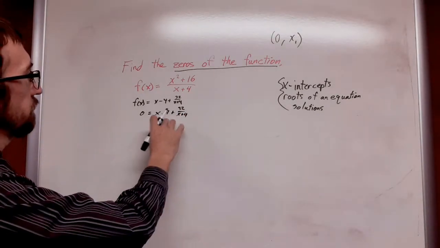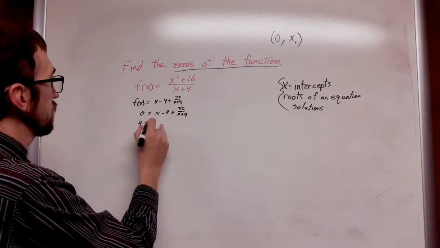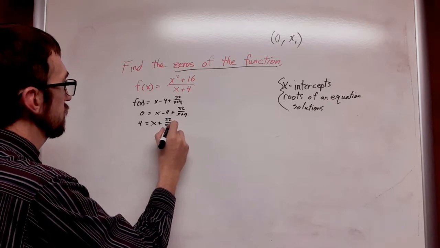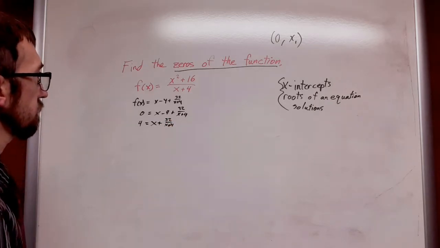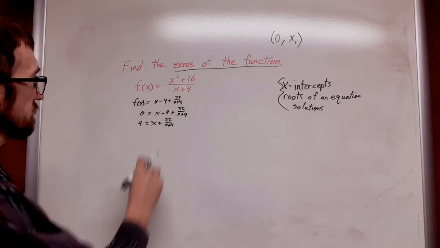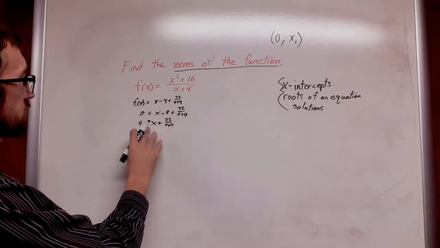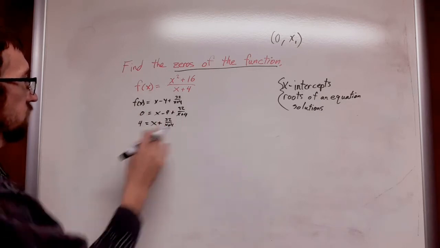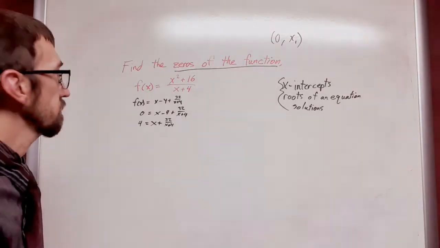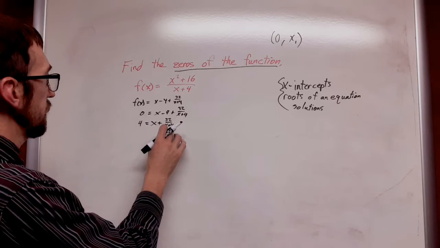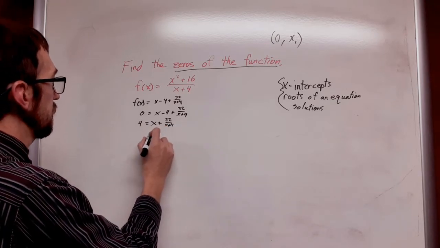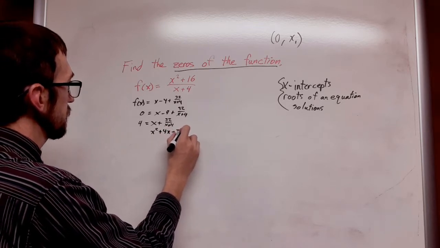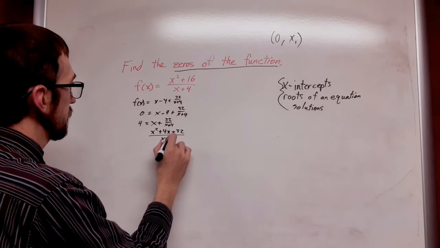So now I'm going to add 4 to both sides to move the 4. So I have 4 is equal to x plus 32 over x plus 4. Probably be good to move this x and get it all as one fraction. So I'm going to multiply top and bottom by x plus 4. So I'll have x squared plus 4x plus 32 over x plus 4.